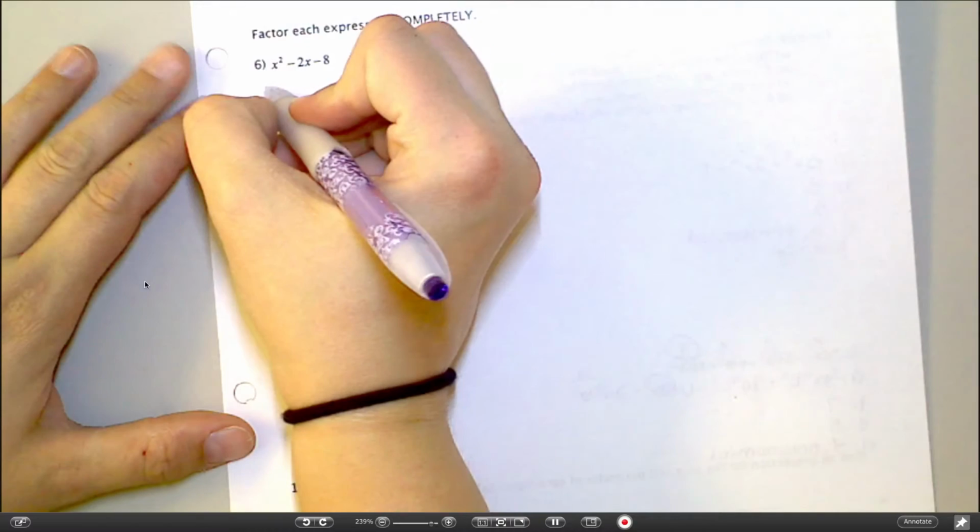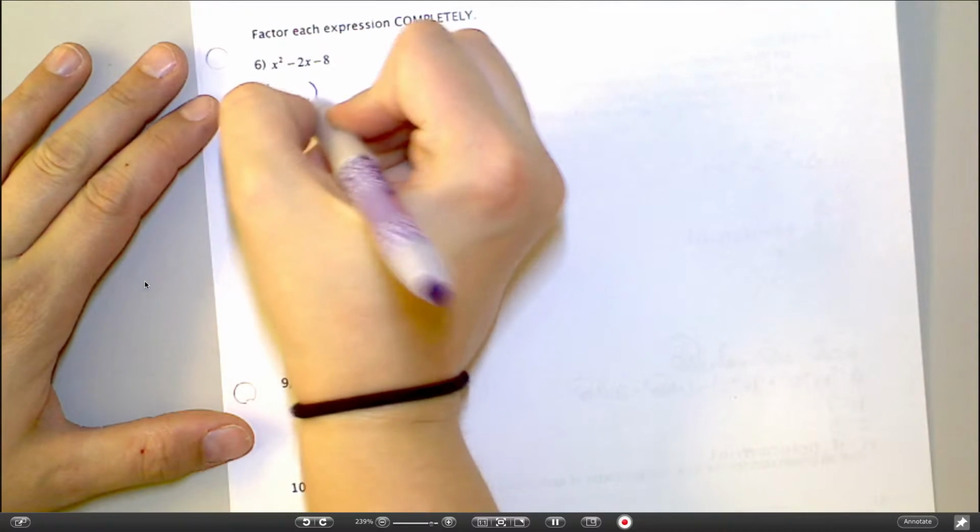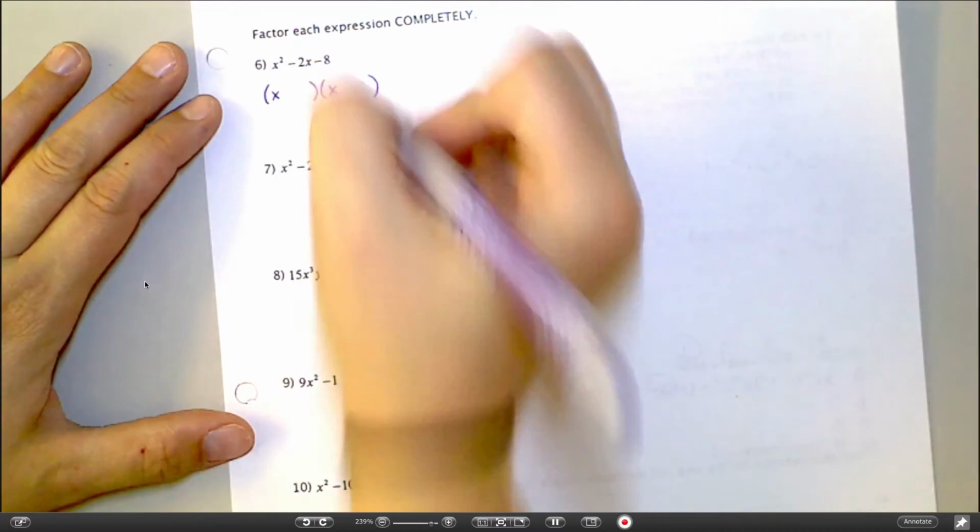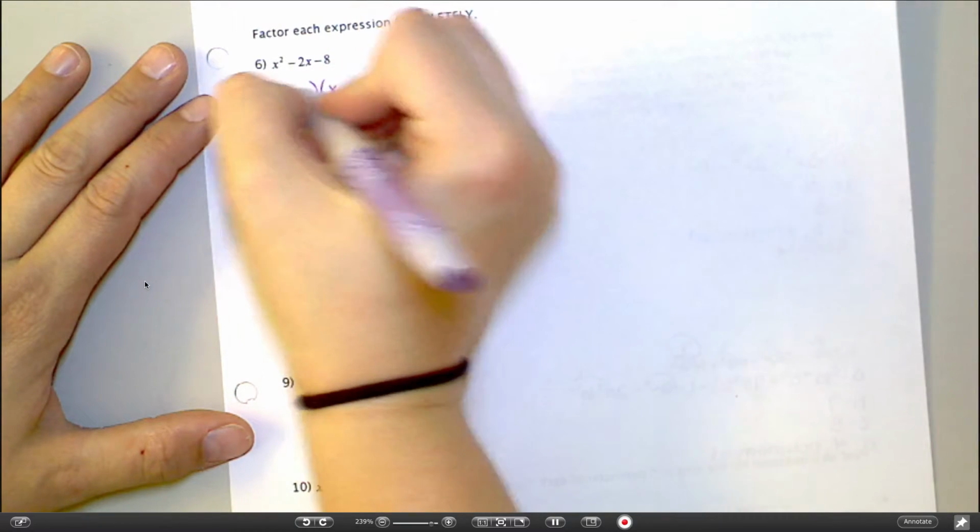The first thing I would always look for is a GCF. Is there a GCF in number 6? No, there is not. But that is a trinomial. That is like an x squared plus something x plus something. So this is where I'm going to do the two parentheses, x and x. What are my signs going to be? Okay, 1 plus, 1 minus.